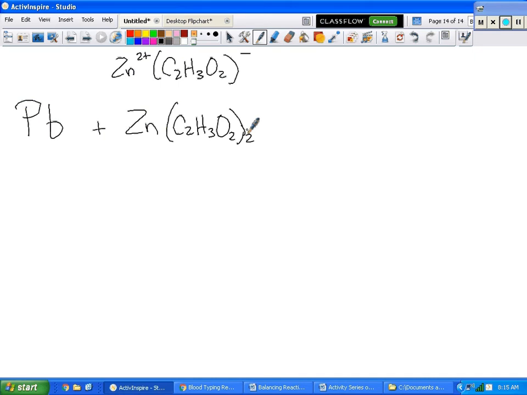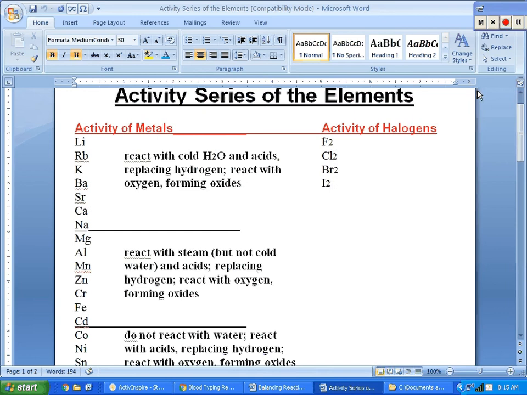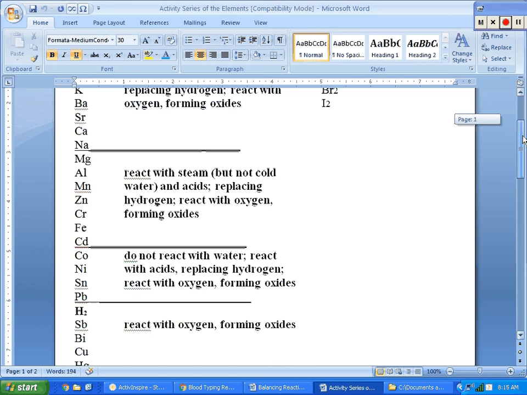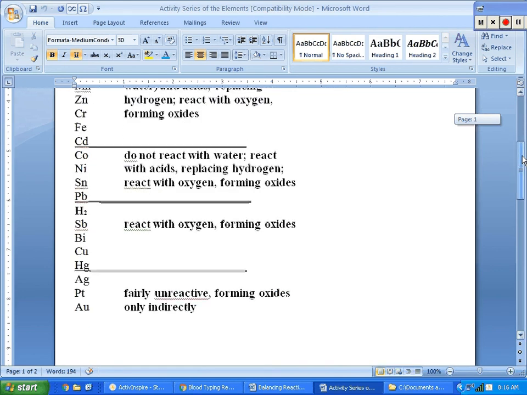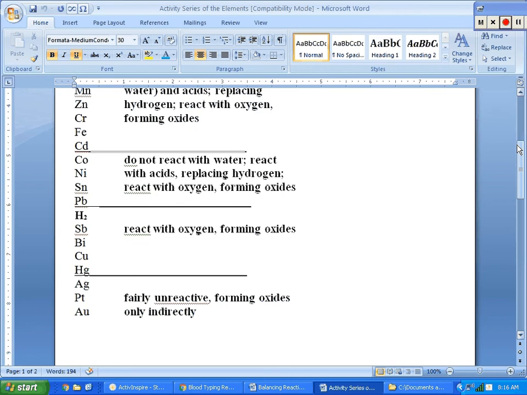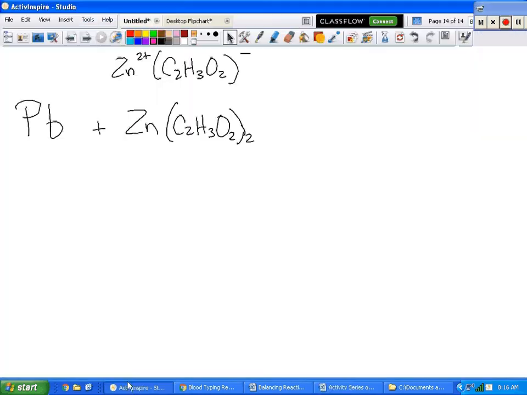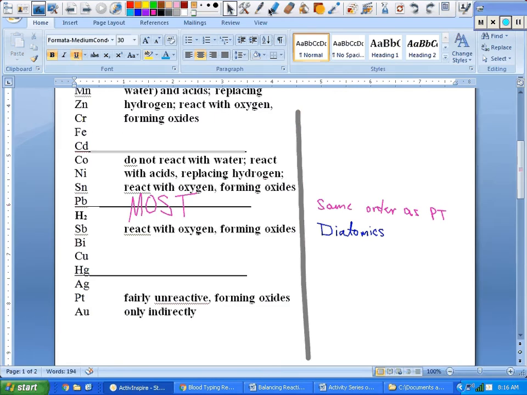So here's the deal. We've got to figure out if lead can kick out somebody. My first question is, what side of this activity series are you going to start on? We're going to start on the left side. Lead is a metal, so we're going to start on the left. So let's find lead, and then we've also got to find zinc because it's a metal. Lead is right here. Where is zinc? Above it. So put your finger on both of them. Which one is the highest? Zinc. So can lead kick zinc out?